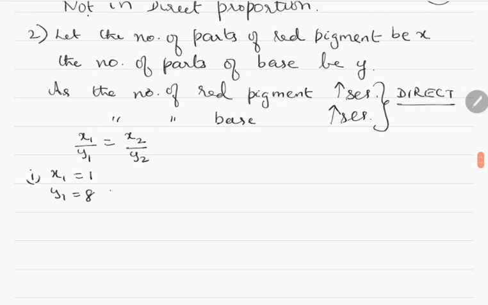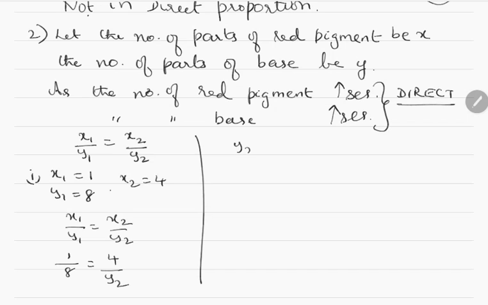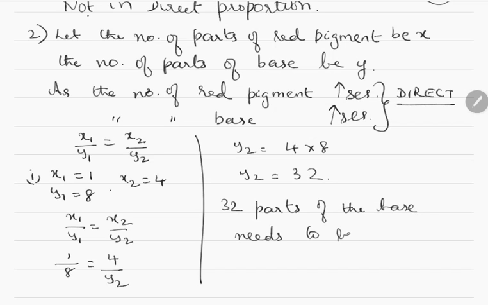This is given. Now the value of x2, that is the next column of the red pigment, that's what we have to find out. The value of x2 will be 4. So x1 by y1 is equal to x2 by y2, so 1 by 8 is equal to 4 by y2, or y2 is equal to 4 into 8, y2 is equal to 32. Here 32 parts of the base need to be added.